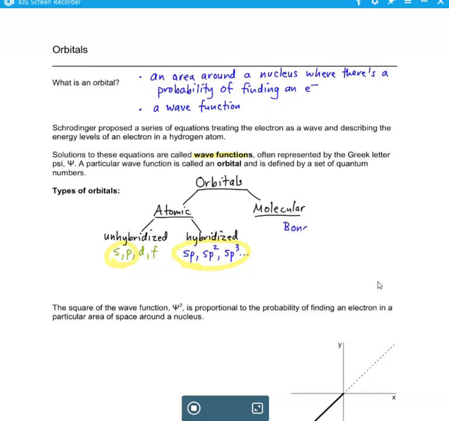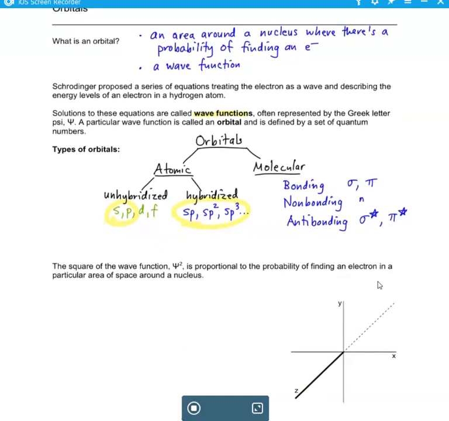So molecular orbitals can be divided into three categories. You have bonding orbitals, you have non-bonding orbitals, and you have anti-bonding orbitals. The labels that we're going to put on these orbitals are as follows. Bonding orbitals will have a designation of either sigma or pi. Non-bonding orbitals are usually denoted with a small n, and anti-bonding orbitals we're going to call sigma star and pi star to distinguish them from the bonding orbitals.